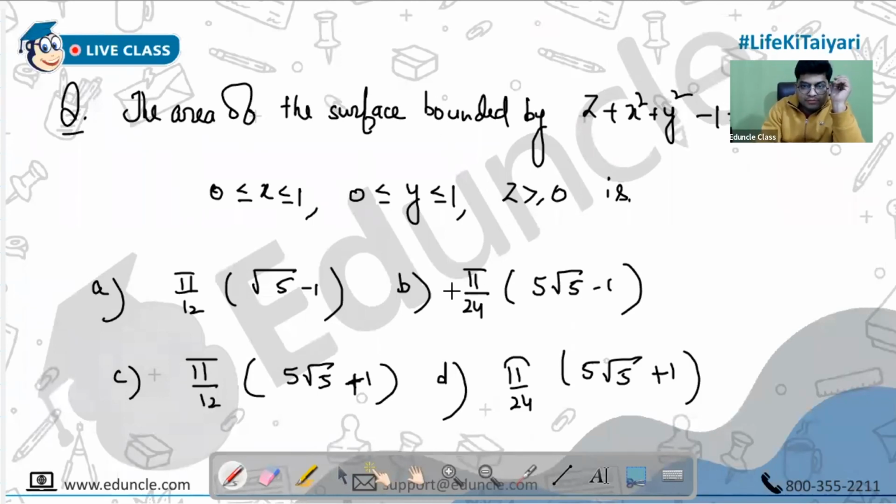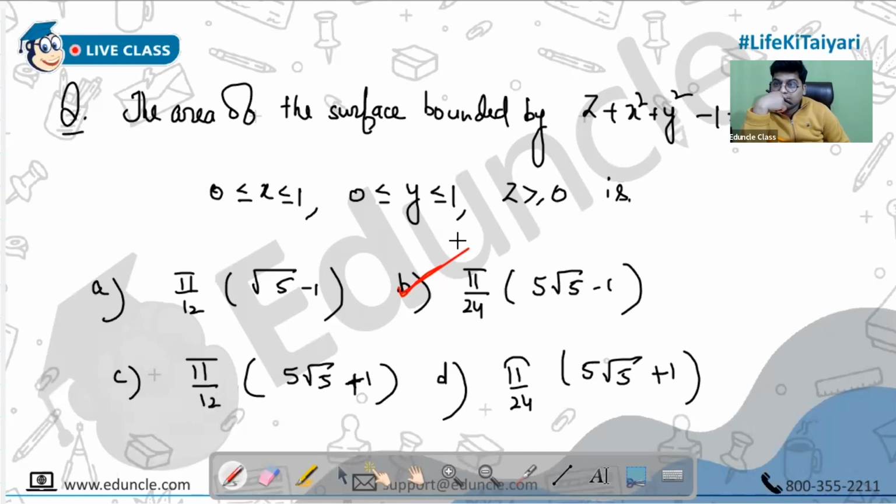All of you have found the answer. All of you have got the answer. Answer is okay. Am I clear? So the area of the surface, you will find out like z is equal to 1 minus x square minus y square, given. So double integration of root of 1 plus del z by del x the whole square plus del z by del y the whole square, dx dy.